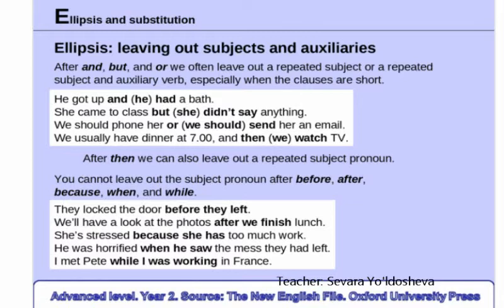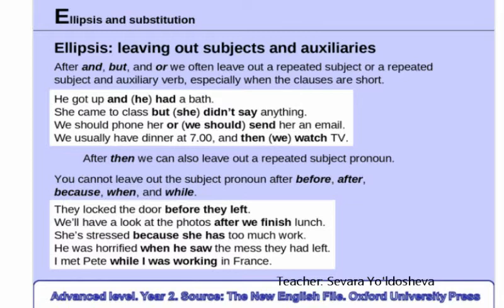We should send her an email, or we should phone her or send her an email. We usually have dinner at 7 and then watch TV. After then, we can also leave out a repeated subject pronoun.